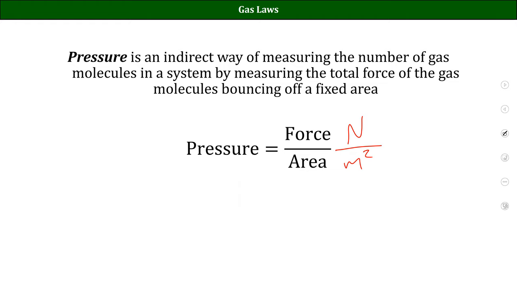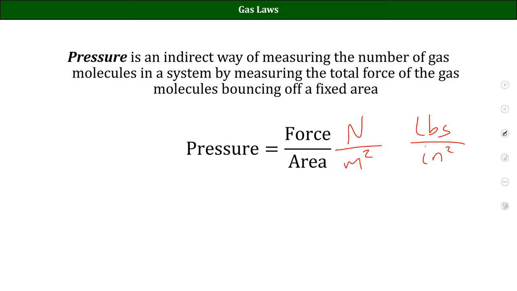Pounds per square inch. Pounds. So we usually write it as PSI because people are allergic to fractions. But it should be written pounds over square inch. Anybody think of another one that's a force divided by an area? Those are the two big ones, but there's probably some other ones out there.